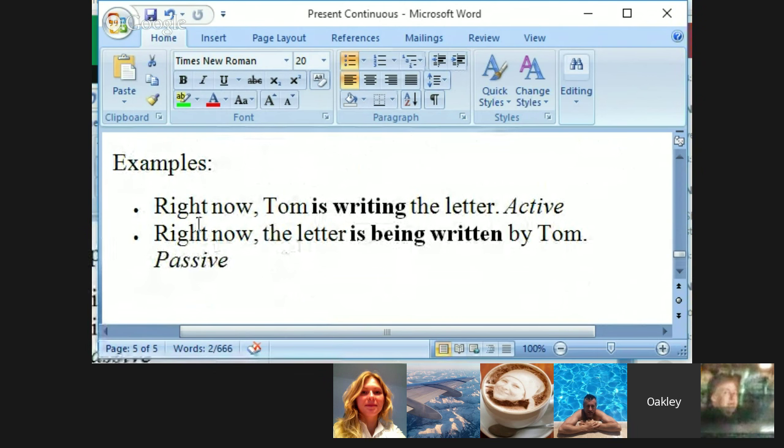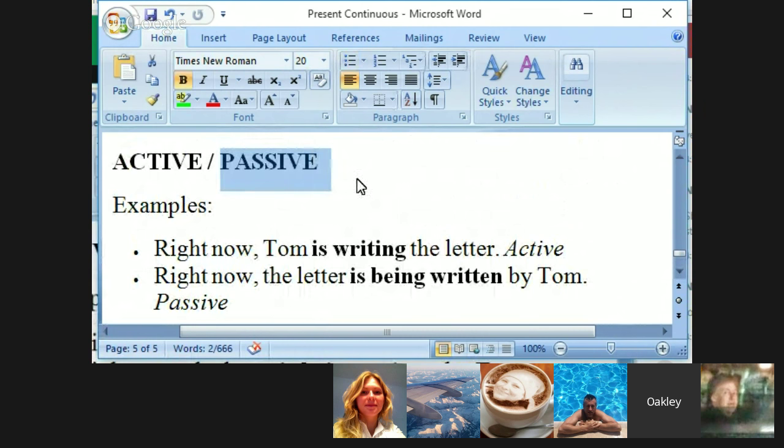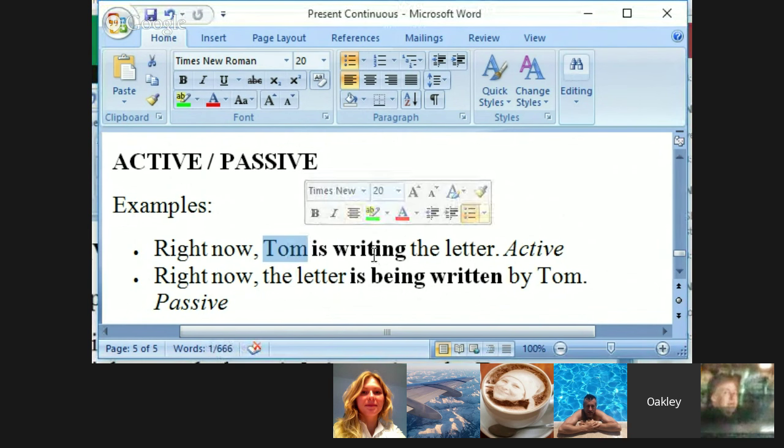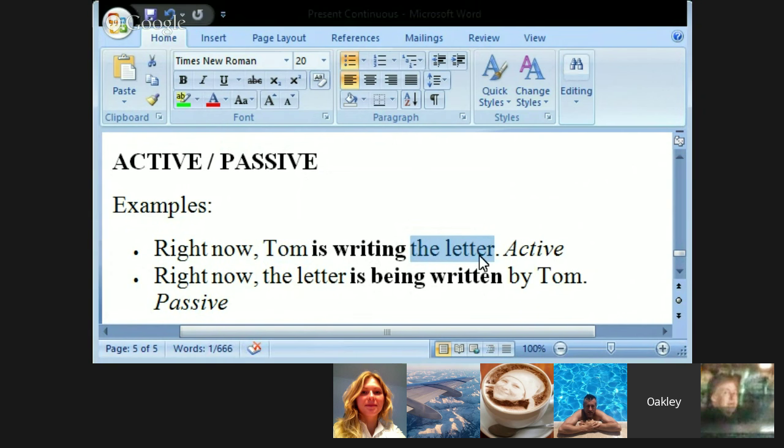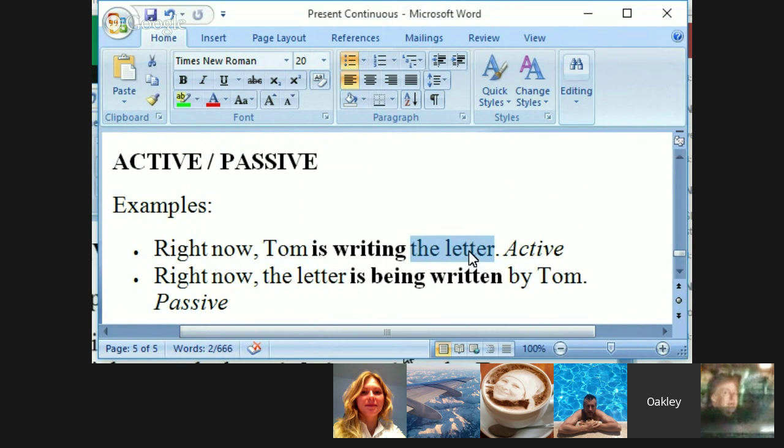Okay, and we've only got a couple minutes, so I've got to show you the passive. All right. We've looked plenty at the active. Right now, Tom is writing the letter. This very second, Tom, the subject noun, is doing the action to the object noun, the letter. The action is happening to the letter, the object noun. In a passive sentence, the letter, which is now the subject, the action is happening to the subject now. The letter is being written.